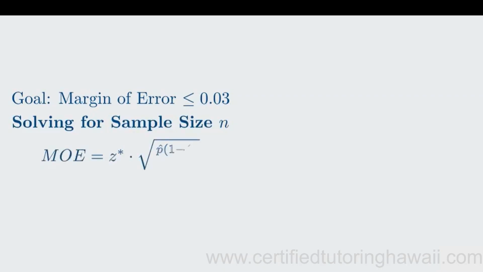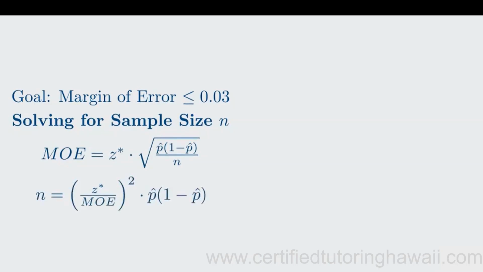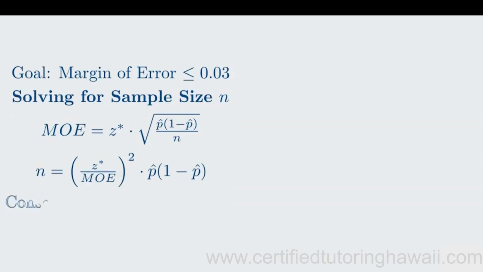Recall that our margin of error, which we will call MOE, is equal to the critical value z star times the standard error. To find n, we can rearrange this formula using algebra. Now, here is a common hurdle. If we haven't done the study yet, we don't know what p hat is. In these cases, we use a conservative estimate of p hat equals 0.5.